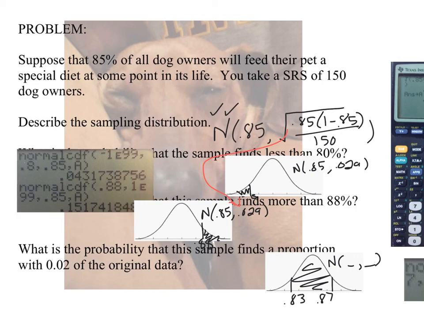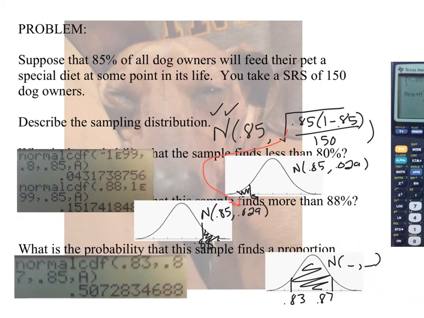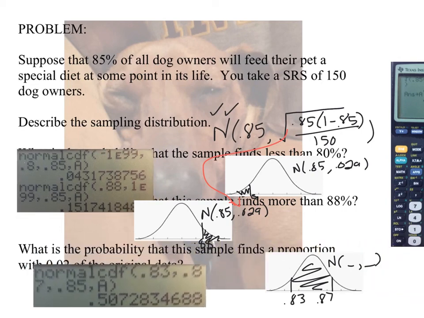So there's the solution for less than 0.8. Here's the final solution right there. So again, you can see I did from negative 1E99 up to 0.8, 0.85, and then I just put A there. Okay, same thing here. Same thing here. And you can look at my work. So nothing really new with the calculations.